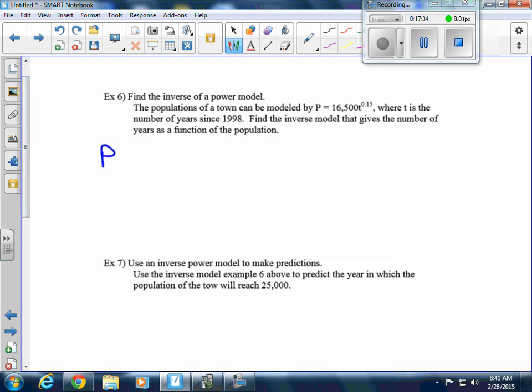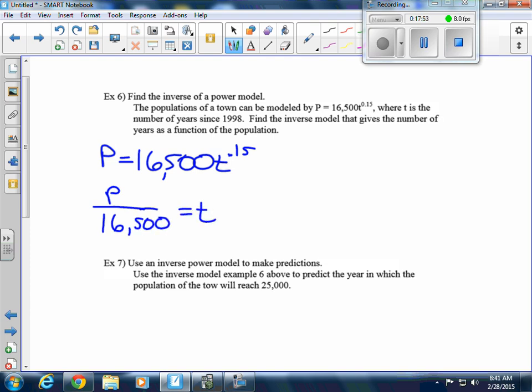So we have p equals 16,500 t to the 0.15. Well, we're going to divide both sides by 16,500, so it's going to be p over 16,500 equals t to the 0.15.